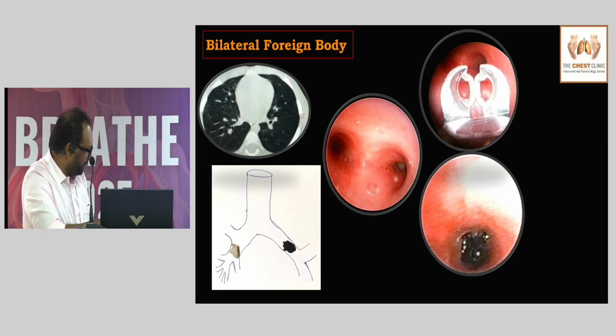So that's, I'm sorry you're not able to see, that's one foreign body in the right intermediate bronchus and another one in the left main bronchus. The only bronchus which is left out is the right upper lobe, and that too has a consolidation. Just imagine the ventilation part.